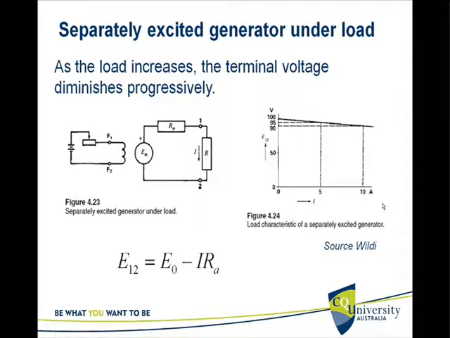Now when it comes to the loading situation, a separately excited generator under load: when the load increases, obviously the terminal voltage diminishes progressively, because the voltage drop across the internal resistance in the armature becomes more and more significant. Because of that, there will be this kind of a drop as the load current increases. So this is the equation which governs this: E12, which is again the terminal voltage, is E0 minus I times RA. Simple voltage relationship.